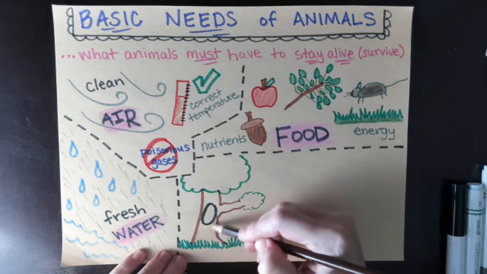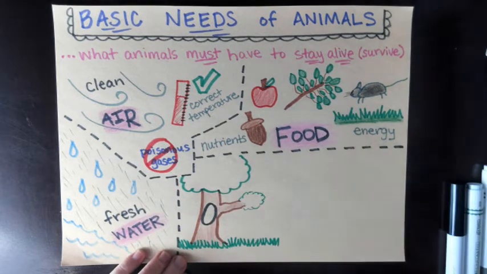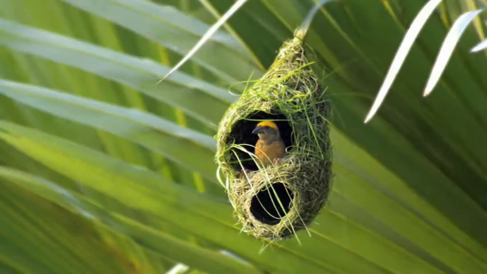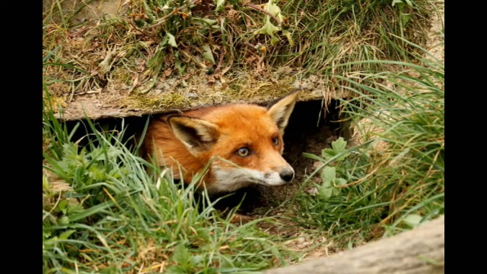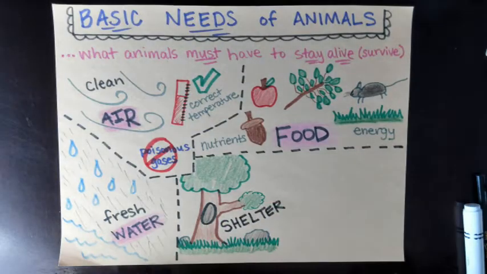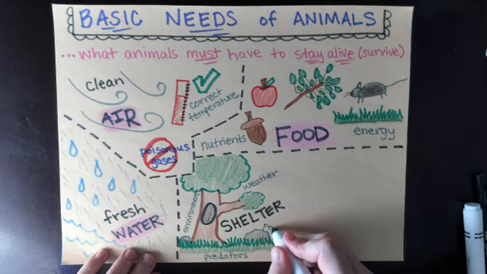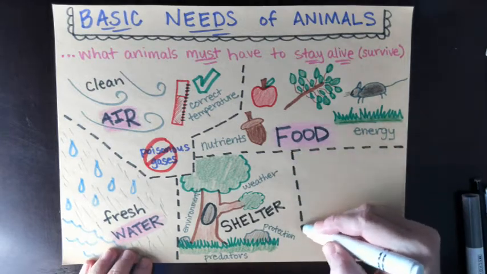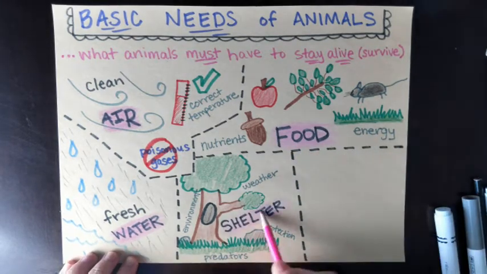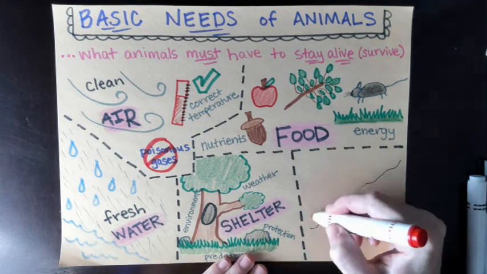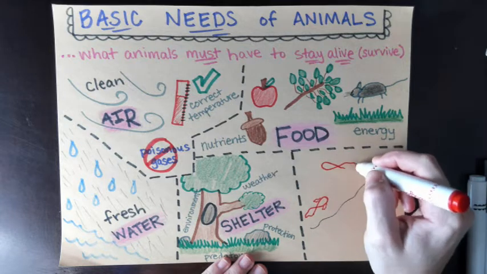Another basic need for animals is shelter. Now, this can look quite different going from animal to animal, but shelter equals protection in an animal's habitat. That could be protection from the weather, it could be protection from the environment itself, or that could be protection from predators or other animals. So shelter is important, whether it's a tree or a bush or deep inside the ground.